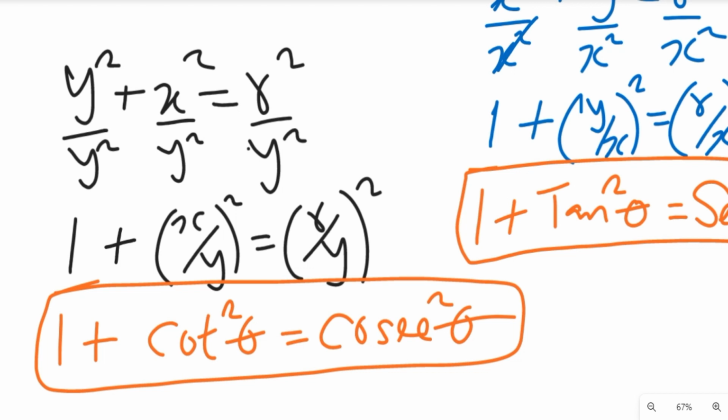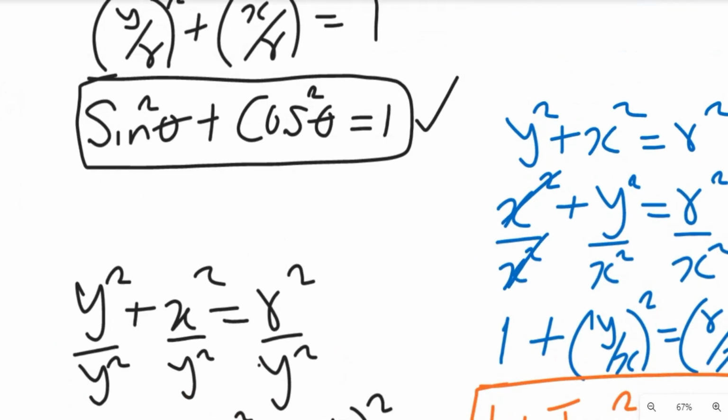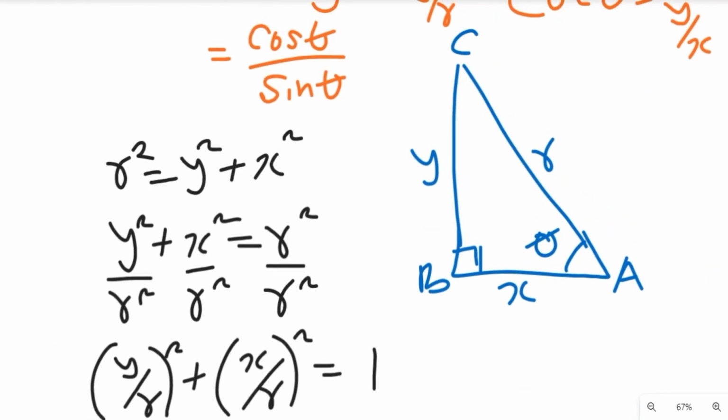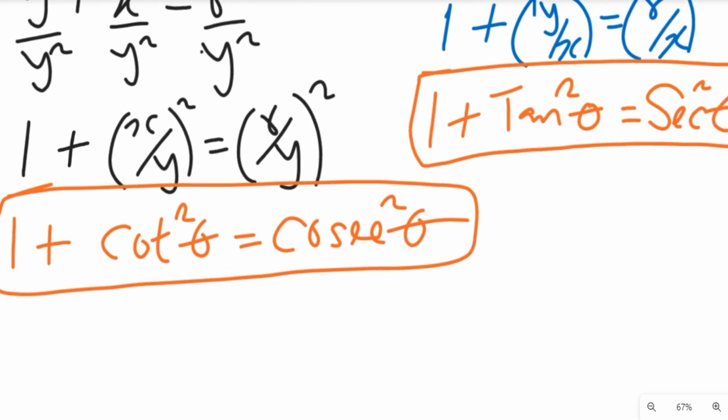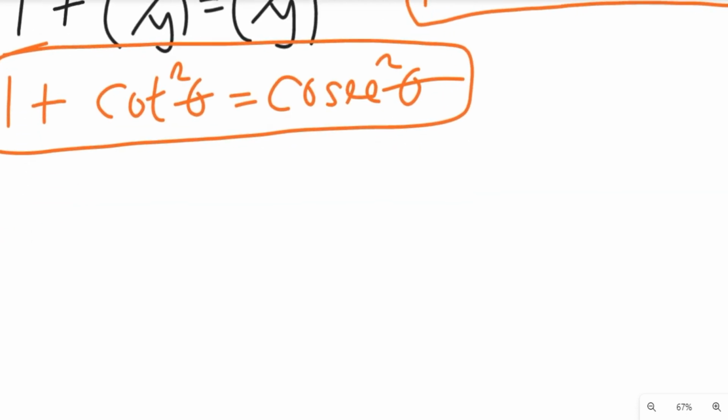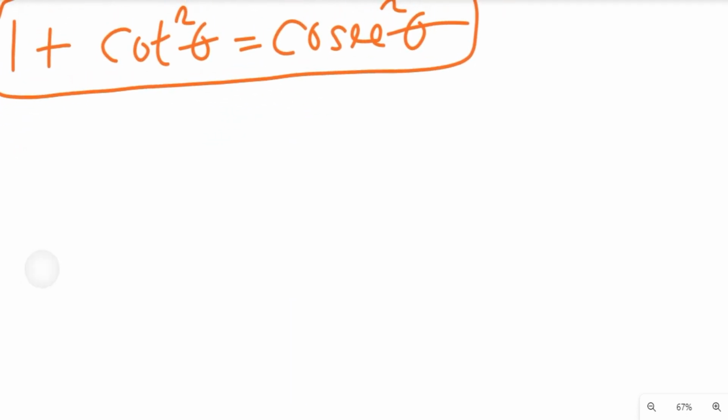So from here, we have derived, using this right angle triangle, three important trigonometry functions that you're going to make good use of as you progress in learning trigonometry. Now let's see how we can apply this in solving questions related to trigonometry.